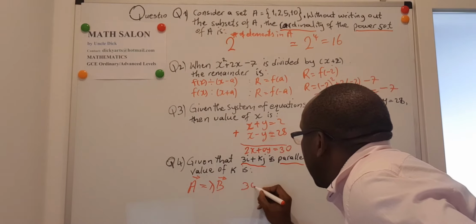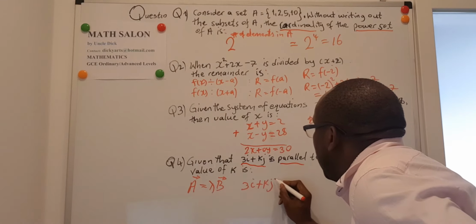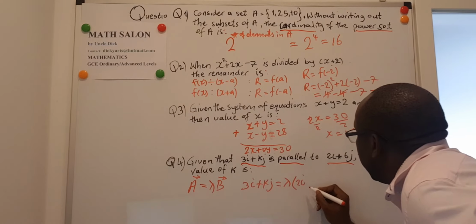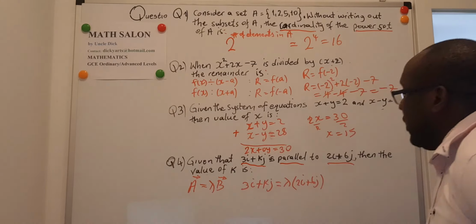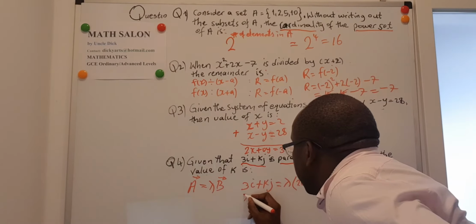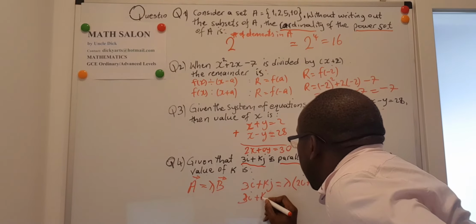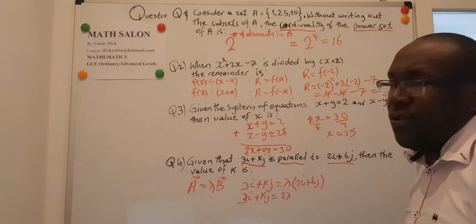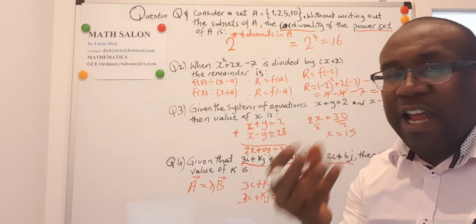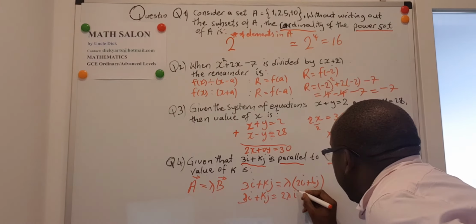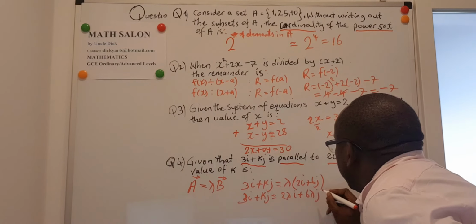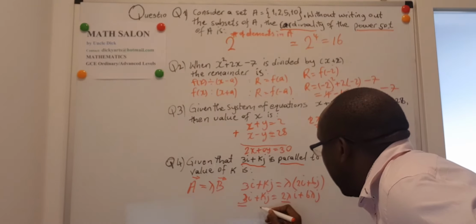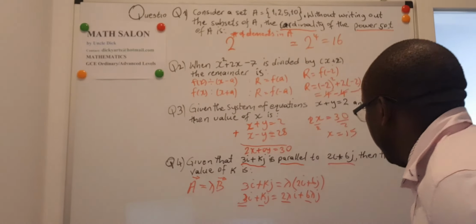That means 3i plus kj is equal to lambda into brackets 2i plus 6j. If I open this, 3i plus kj is equal to 2 lambda i. We didn't write lambda 2 because math is beautiful. You have to always make it look nice. Plus 6 lambda j. If these two vectors are the same, it means this 3 must be equal to this 2 lambda and the k must be equal to 6 lambda.